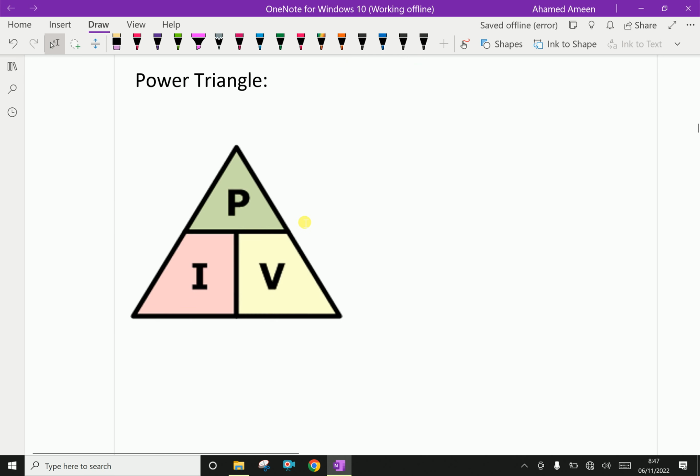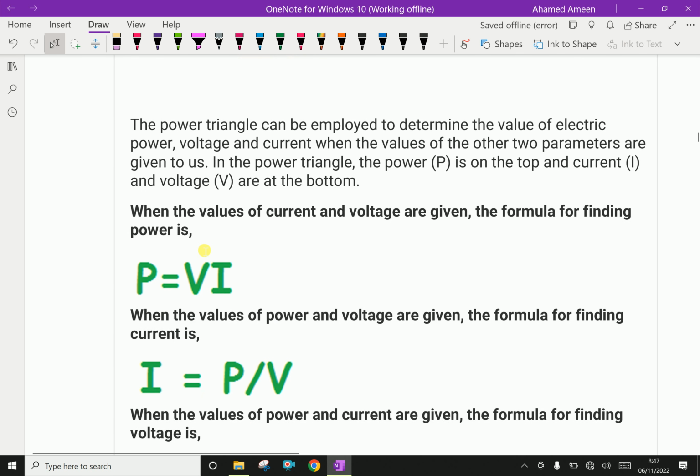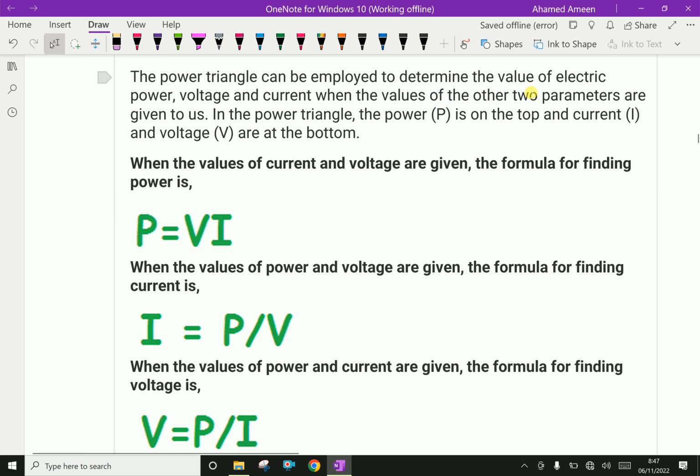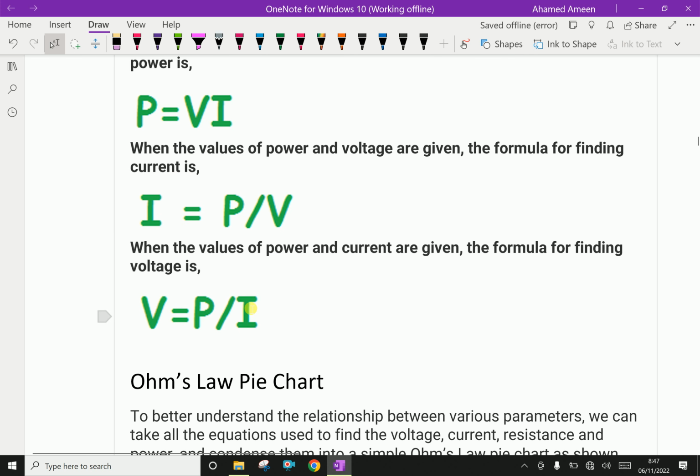Now the power triangle, that is P equal to VI. Suppose we want I, it is P over V. If we want V, it is P over I. The power triangle can be employed to determine the value of electric power, voltage and current when the values of the other two parameters are given. That means if V and I are given, power is VI. If you want I, it is P over V, and if you want V, it is P over I. Like simple cases you can find.